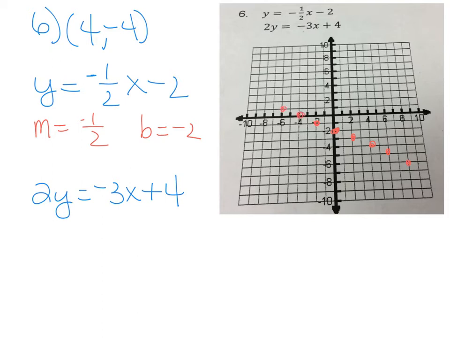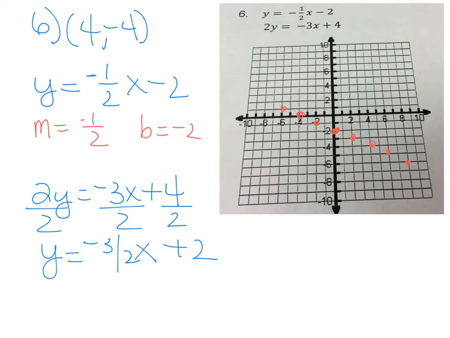Hopefully that's enough points. On the second equation, it's not quite in slope-intercept form. All I have to do is divide everything by 2, and I get y equals negative 3/2 x plus 2. 4 divided by 2 is 2. So my slope is negative 3/2, and my y-intercept is 2.